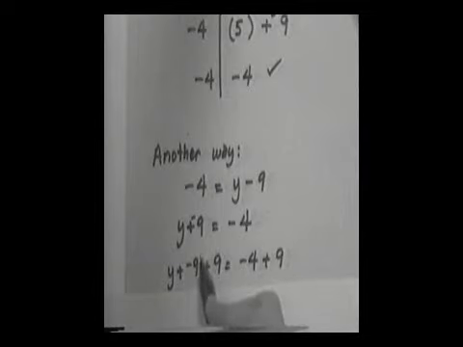On the left, the 9 and -9 are opposites, so they in effect cancel, leaving y. On the right, -4 plus 9 is 5. And so our equation ends up reading y equals 5.